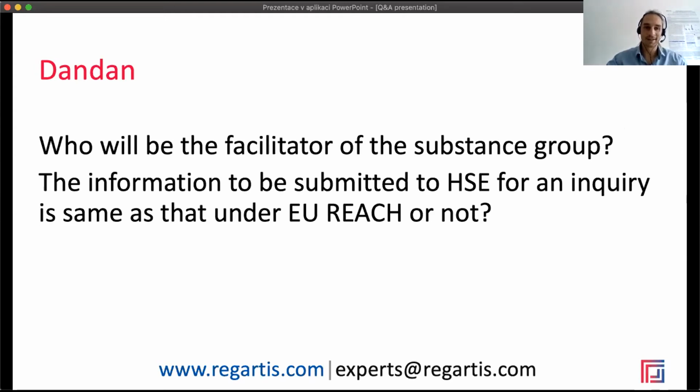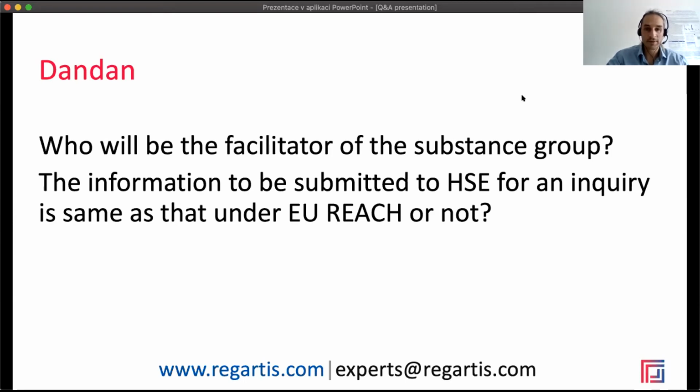Ultimately, it's usually the one who needs the registration the most who steps forward, or typically it's those companies who already own data and want to discuss proactively with the others under what conditions they can benefit from the data they already have at hand. So there's no cookbook for who will be the facilitator. You need to discuss that within your substance group, but there are some examples. Typically those who need the registration the most or those who already have some data.